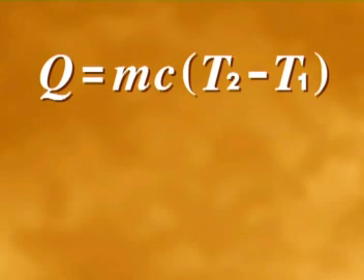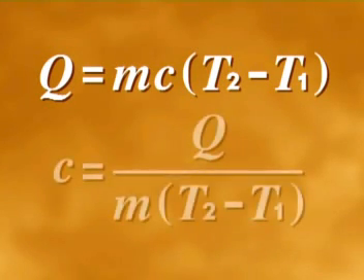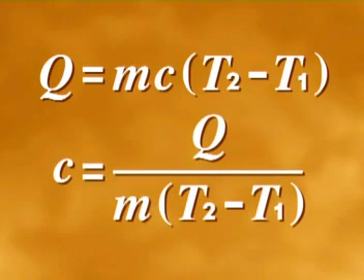Q is heat energy added to the substance. M is the mass of the substance. C, its specific heat capacity. T1, the initial temperature. T2, the final temperature. So T2 minus T1 is the change in temperature. Rearrange this equation to make C the subject.